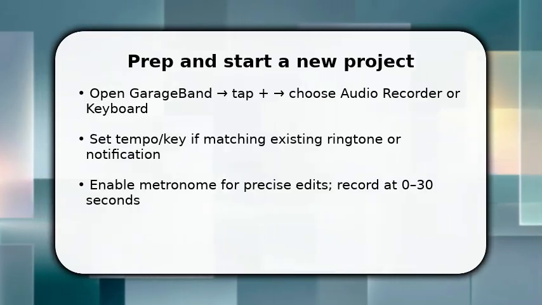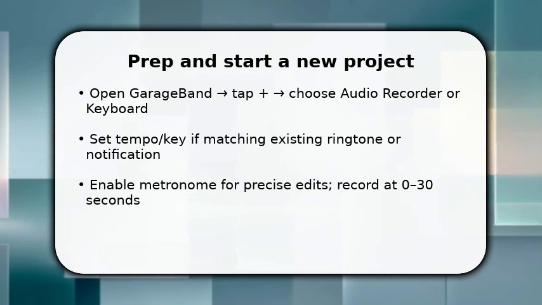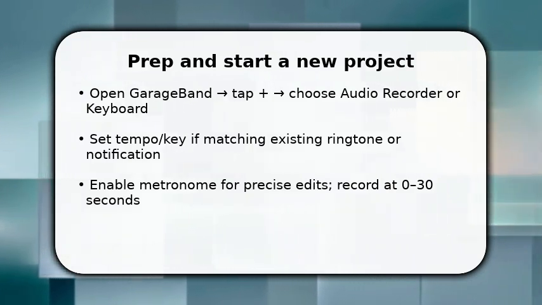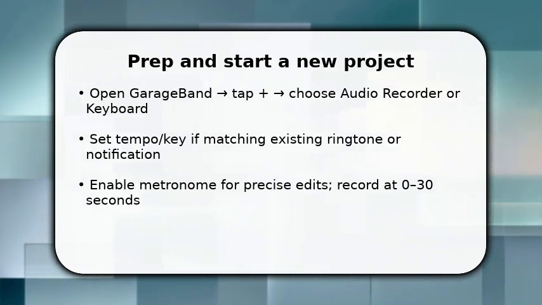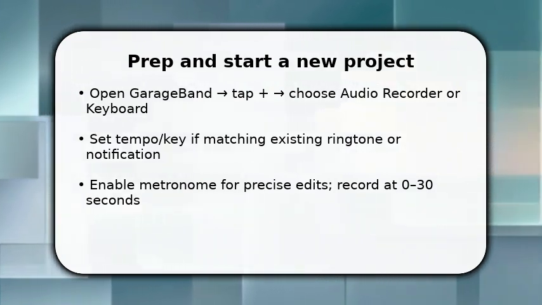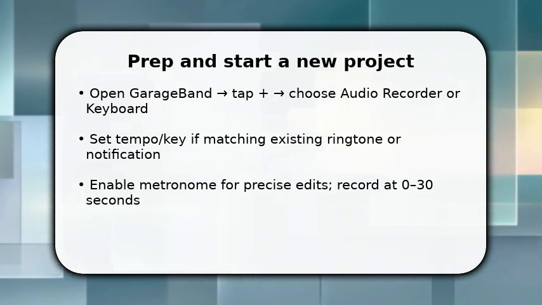You'll begin by launching GarageBand and creating a new track. Choose audio recorder for voice or keyboard for tones. Record a short clip under 30 seconds so it fits notification limits, and enable the metronome to keep timing consistent.